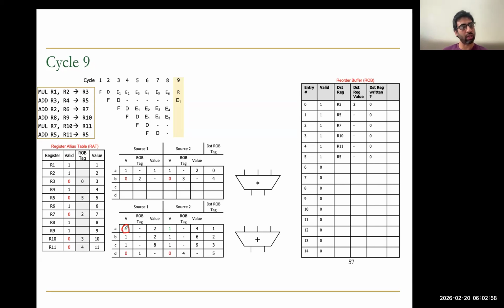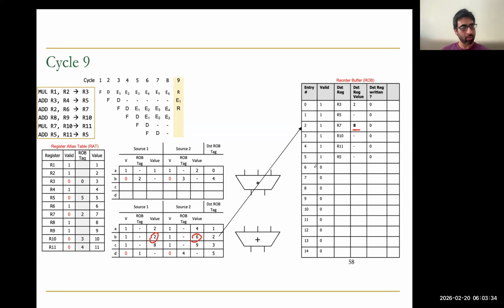So since it is now valid, both sources are available. The first add instruction is ready to execute, so it can enter the E1 stage. In the same cycle, the second add instruction enters the R stage, right? So we look at its destination ROB tag and using it index the ROB. So it will reach the entry 2. So we write the result here, 8, right? So 6 plus 2 is 8, right?